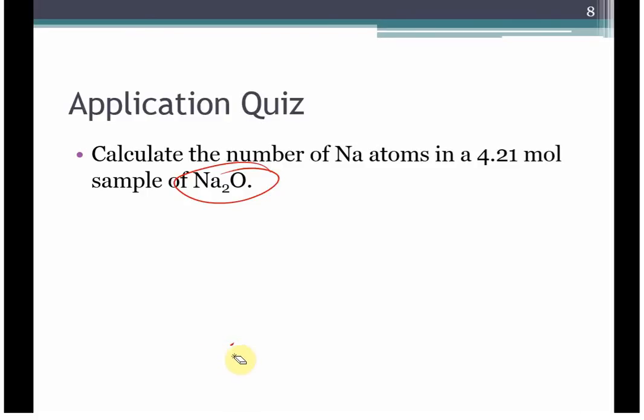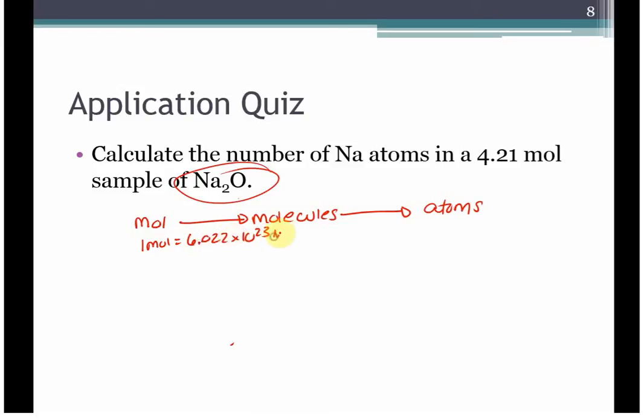Okay, so let's make our plan. We're given moles, and we're looking for atoms. Because this is a compound, we have to do this in two steps, where we go to molecules, and then we can go to atoms. Now, to go from moles to molecules, we know that one mole is equal to 6.022 times 10 to the 23rd molecules.